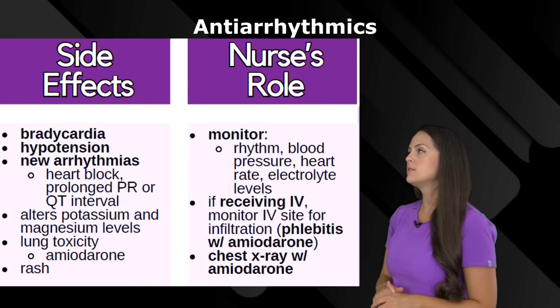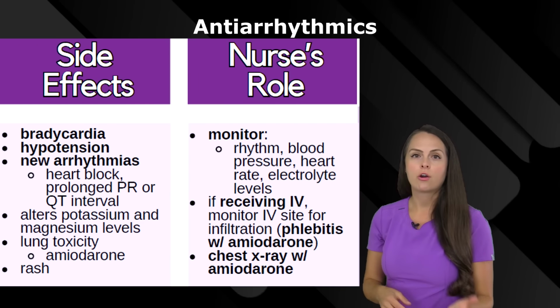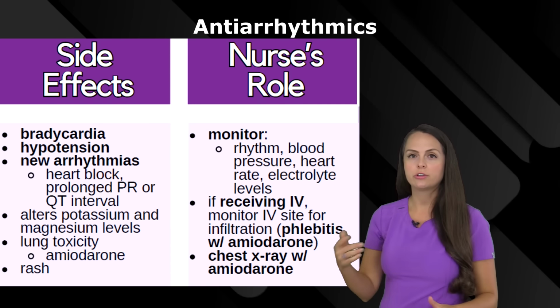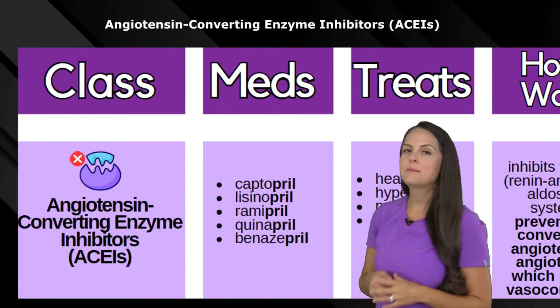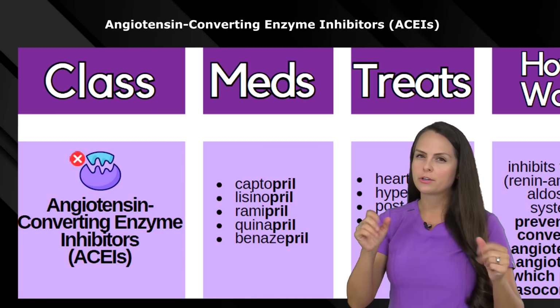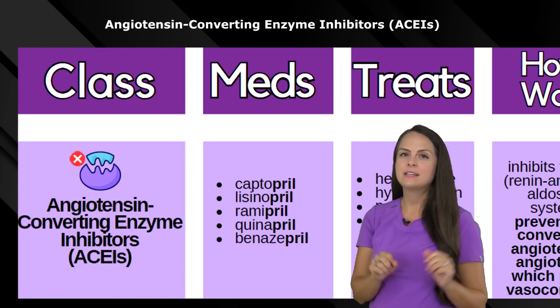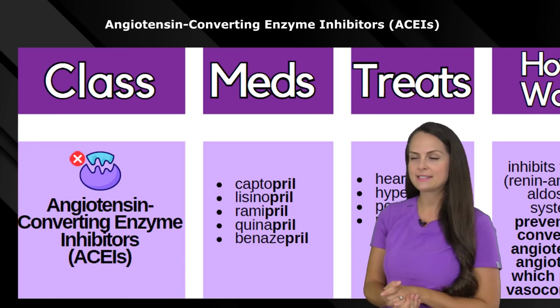Plus, a lot of protocols recommend that a patient has a chest x-ray whenever they are getting amiodarone. So you want to make sure you're looking at the results of that. Next are angiotensin-converting enzyme inhibitors, so ACE inhibitors. This group is a little bit similar to ARBs in that they are affecting angiotensin 2 in some way, but they do it in different ways.